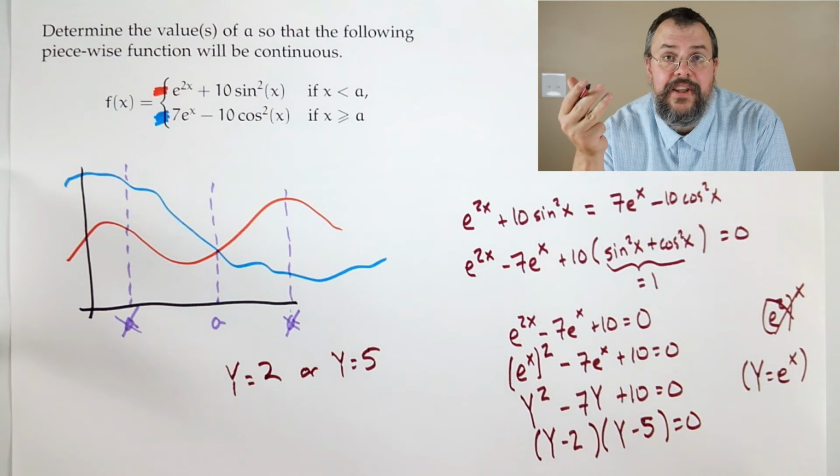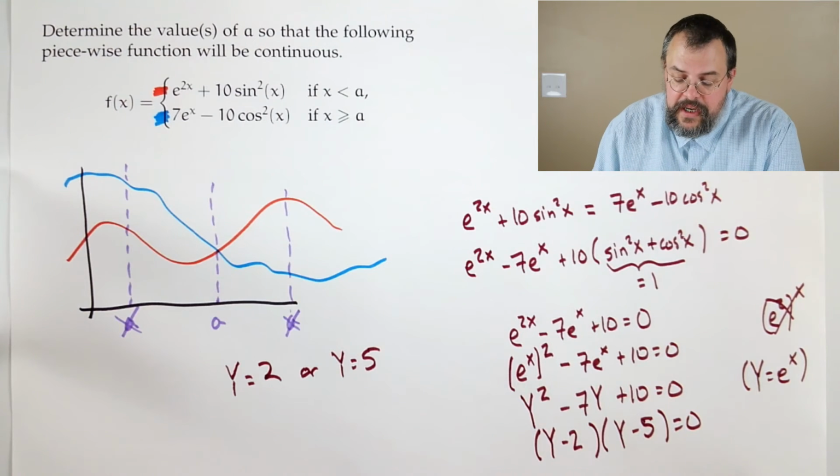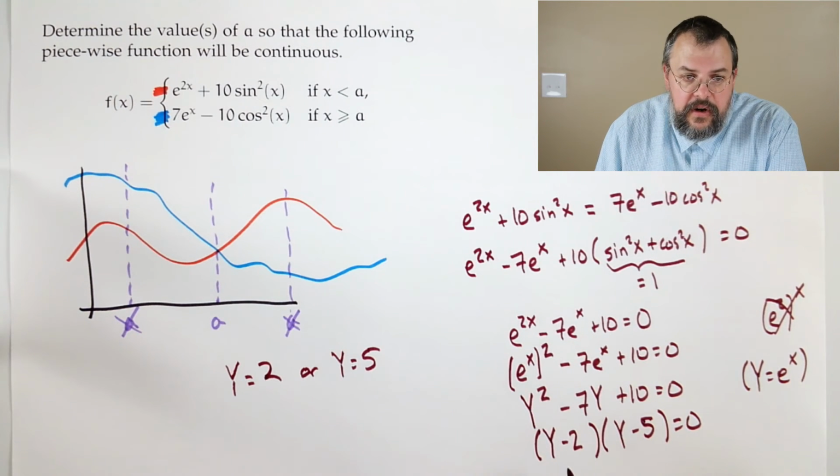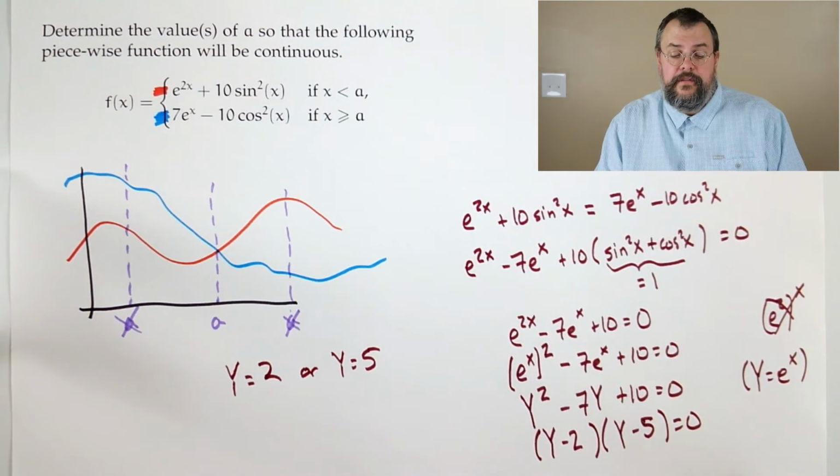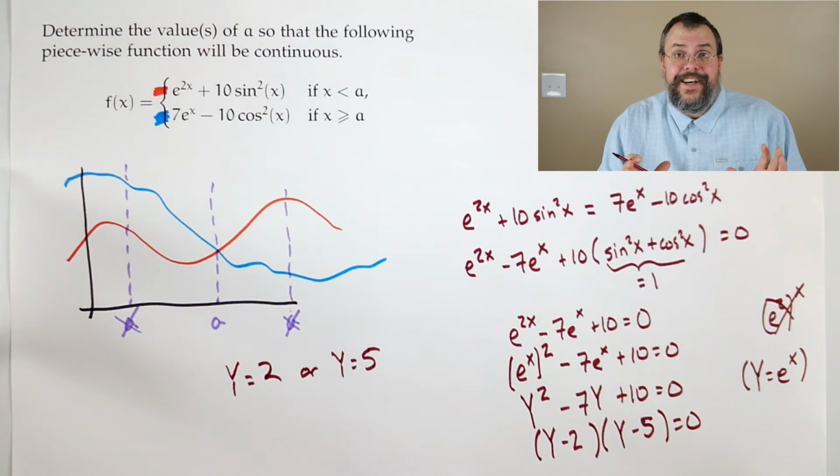This is the advantage of setting something equal to 0. Because if something equals 0, it has to be the case that one of these two things has to be 0. So either the first part equals 0, which is the y equals 2, or the second part equals 0, which is the y equals 5. Now we're not done yet.